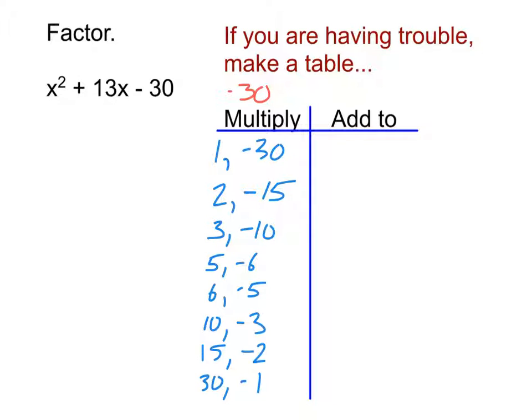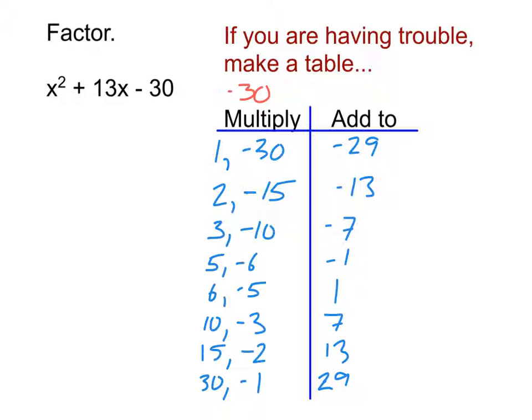So 1 and negative 30 is negative 29. 2 and negative 15 is negative 13. Hey, is that my answer? Since that's a negative 13, is that my answer then? No, it's the opposite, because I want it to be a positive 13. That's why. So just times by negative 1. So I just go through and keep adding those up so I have a nice complete list.